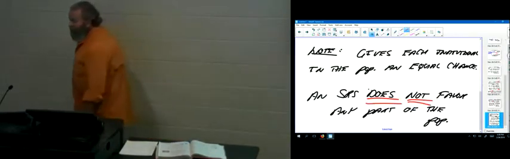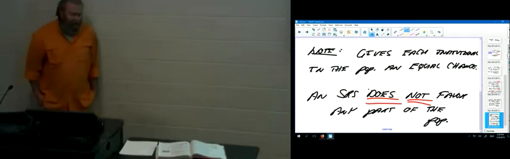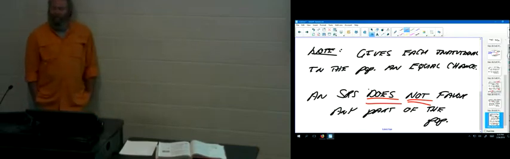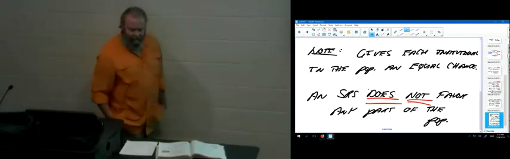That's what makes it better than a convenient sample or a voluntary response. We don't favor any part. Does anybody get left out with a simple random sample? The answer is no. Nobody gets left out.